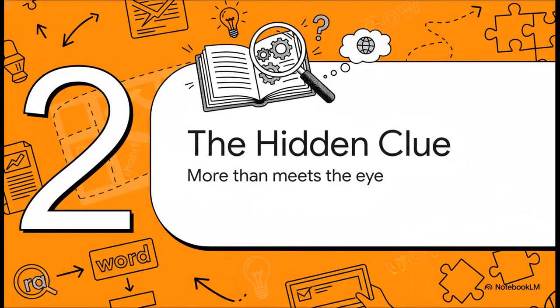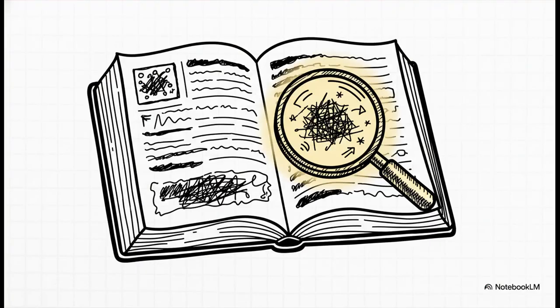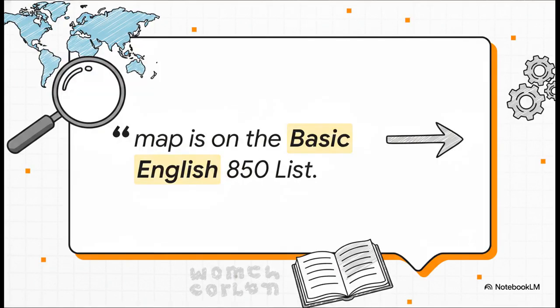Because what if I told you there's something more going on with this simple word? A hidden clue to a much, much bigger idea. So if you look at the entry for map from the Simple English Wiktionary, there's this little line of text right near the top. It's super easy to miss, but this one sentence, it's the key to this entire explainer. Map is on the Basic English 850 list. And there it is. That's our clue.